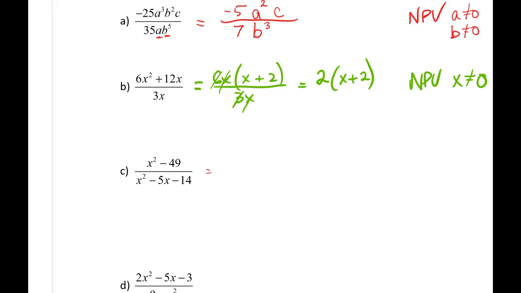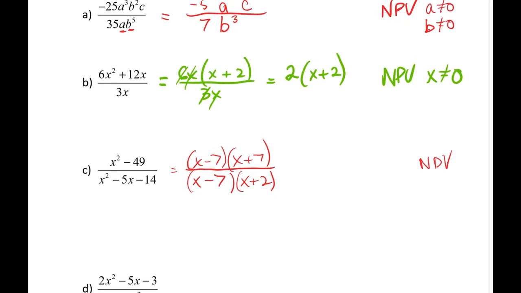Maybe pause the video, try to factor this yourself. Okay? So, factored x minus 7, x plus 7, and I'm thinking there should be an x minus 7 or an x plus 7 in the denominator because something's going to cancel out, and in fact there is. It's x minus 7 times x plus 2. Okay, what's the NPV? X cannot be 7 and negative 2, right? I'm looking for right here and right here.